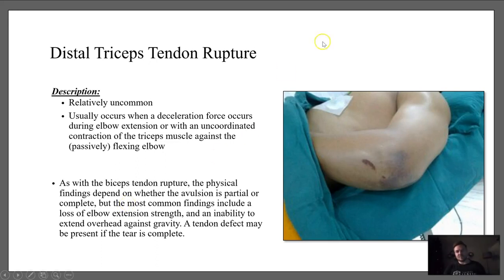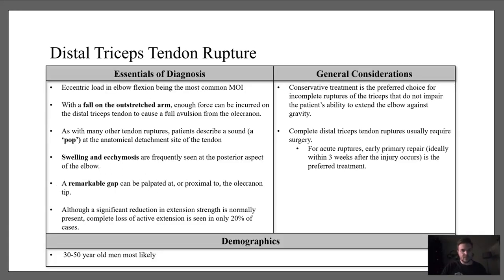Kind of appreciate here maybe some tendon retraction. What I've seen is it does not retract as much as the biceps does. So usually this happens with a fall on an outstretched arm, of course, with enough force incurred on the distal triceps tendon to cause a full avulsion off of the olecranon. And so people feel a pop, they'll have swelling, ecchymosis, and a remarkable gap can be palpated.